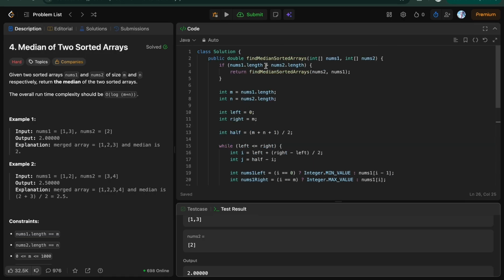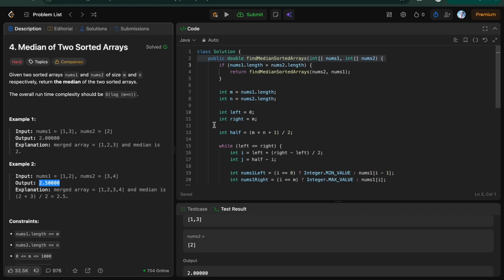Okay, so once again, this line, this function, it just takes in the two sorted integer arrays, and we're going to have to return it as a double, right? Sometimes it's a double because the median can be a decimal, like for example the number 2.5.